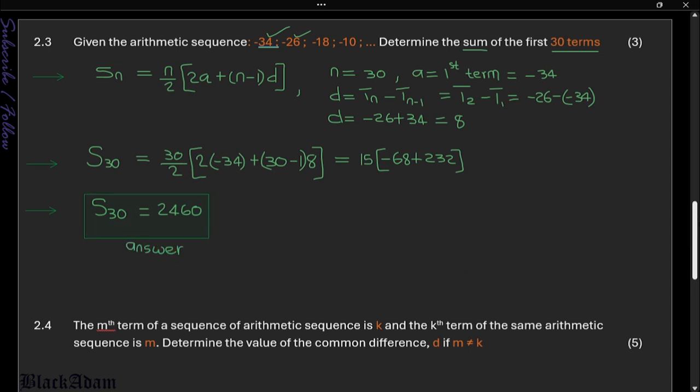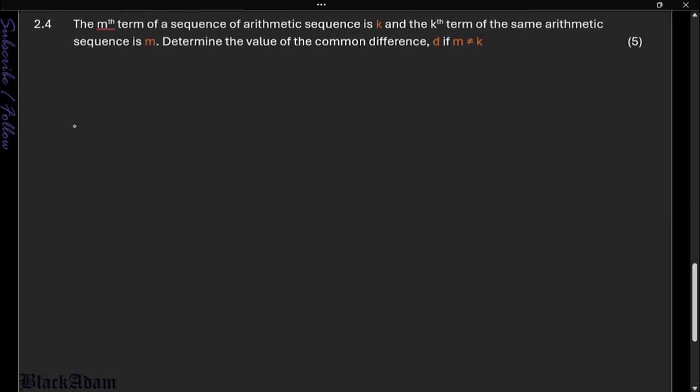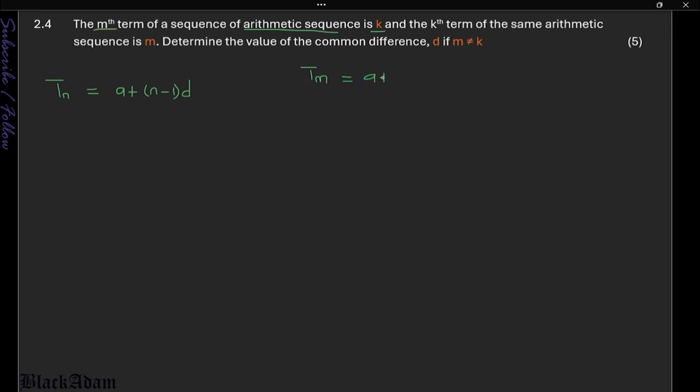And then we have the last question, which is 2.4. That's a word problem, so we need to find an arithmetic sequence. First of all, Tn is going to be a plus n minus 1 times d. Now if we have Tm, the mth term, Tm is going to be a plus m minus 1 times d, and we are told that it is equal to k, so we give it the value k.